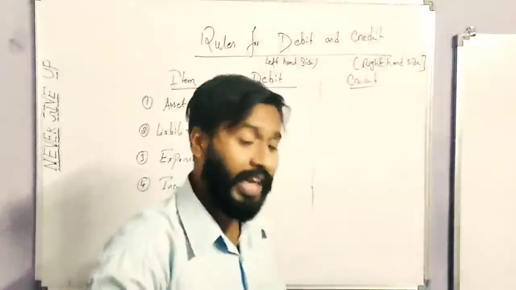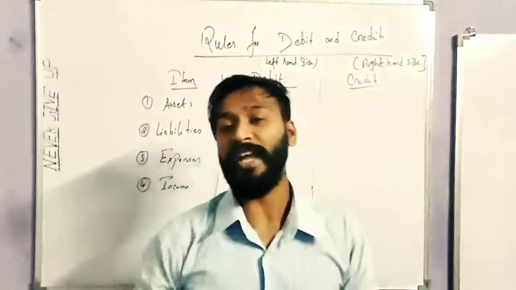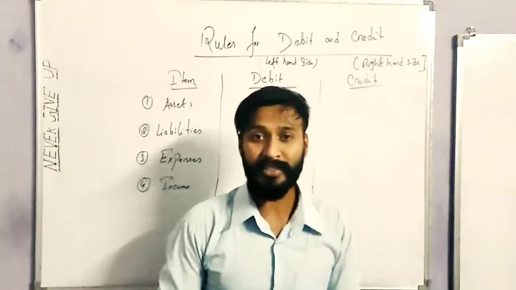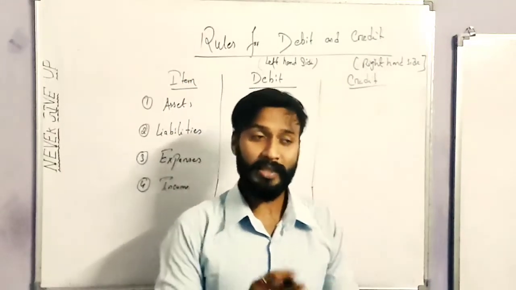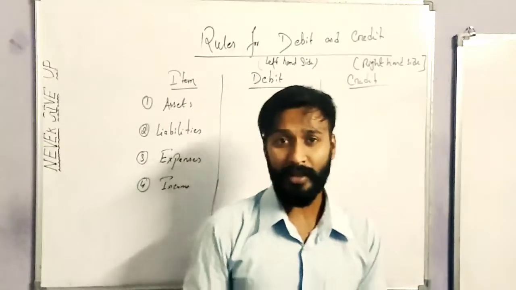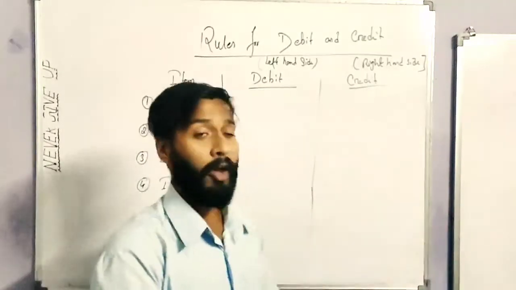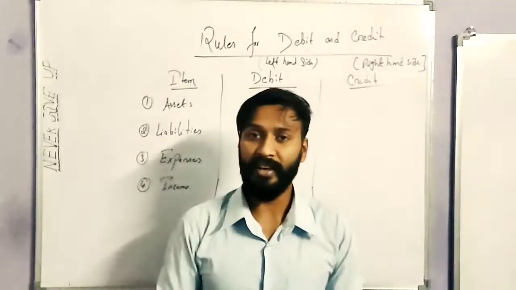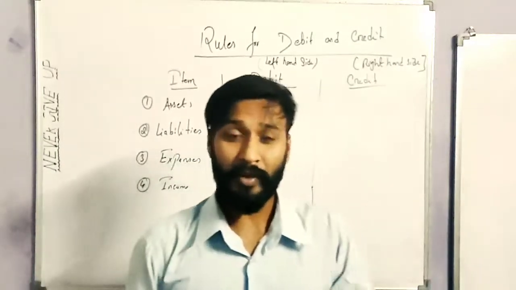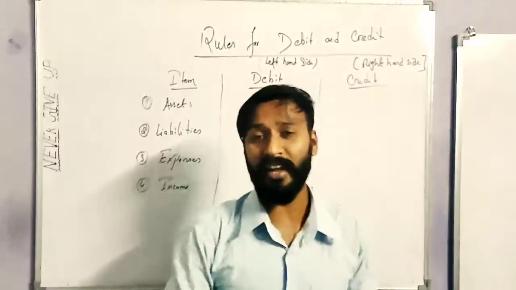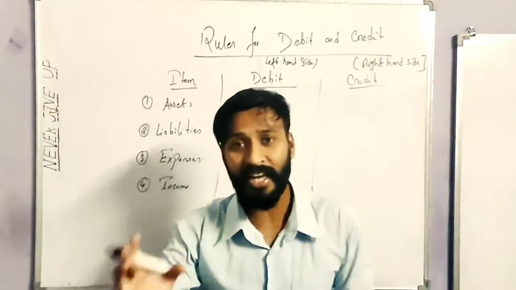Whatever account we prepare in accountancy, all the accounts will have two sides. One is the left hand side, one is the right hand side. Just like the way we did the difference in our smaller classes, in 6th-7th class, the same way we will have two parts in all the accounts we prepare in accountancy. The left hand side is called the debit side, and the right hand side is called the credit side. I repeat, the left hand side is called the debit side and the right hand side is called the credit side.